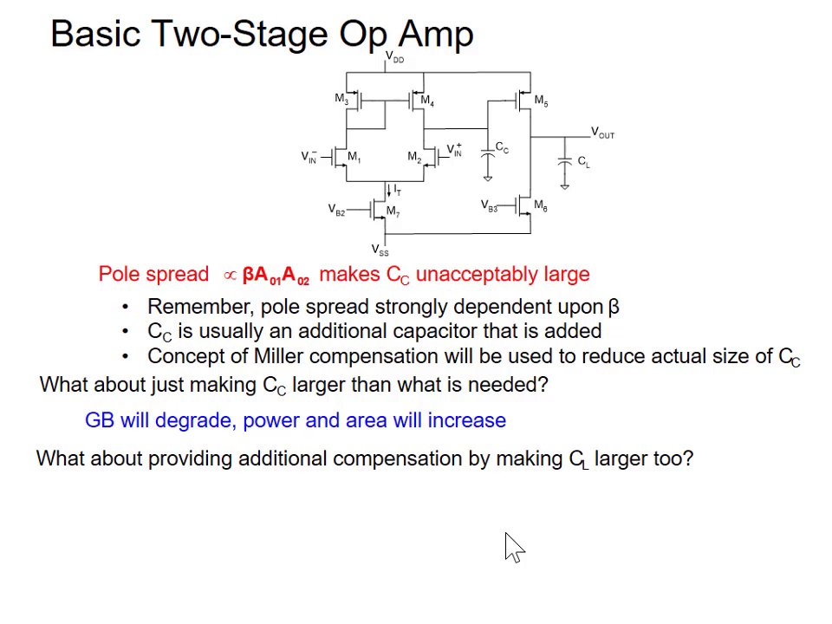Garrett, you're grinning. What's going to happen? Right, so you put some more CL on, and it won't affect this pole. What will it do to this pole? Move which way? This way. Move it over here. What did you do to the pole spread? You decreased it. So you make it worse. So it's even worse than the power issue.